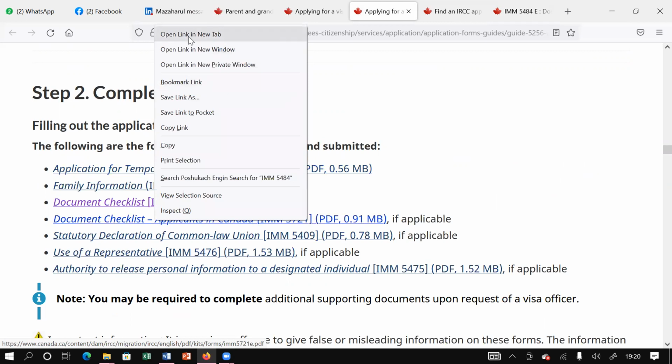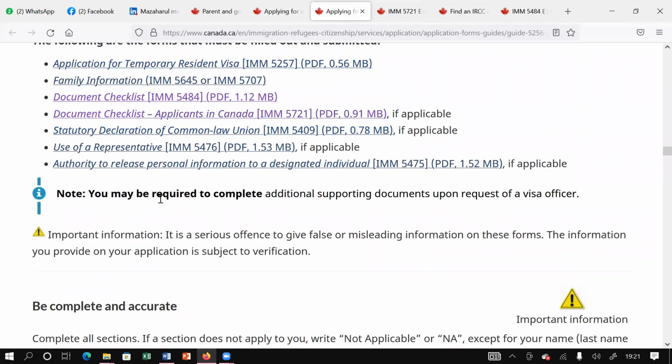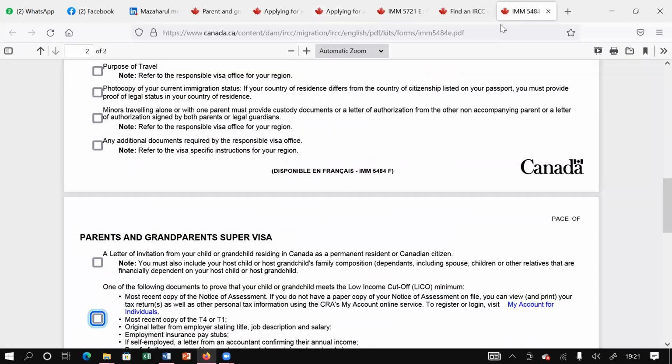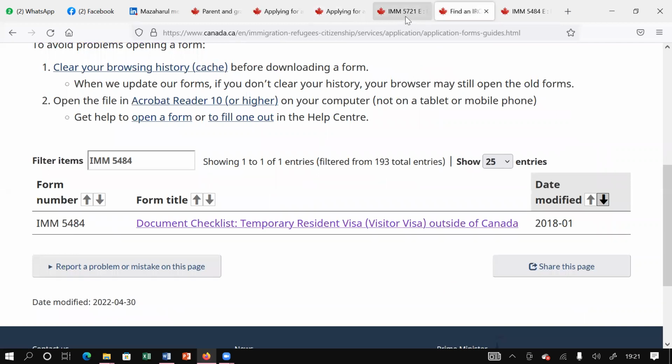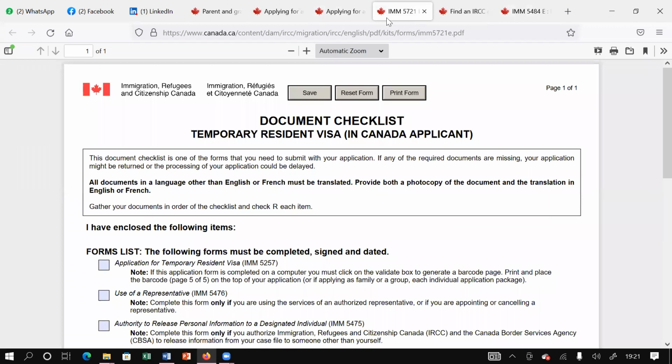Let me go to 5271. The following are the forms that must be filled out and submitted. You may be required to complete additional supporting documents upon request. Okay. It is a serious offense to give false or misleading information on these forms. The information you provide on your application is subject to verification. So this is 5272. This is 5721. That is document checklist for temporary residence visa.